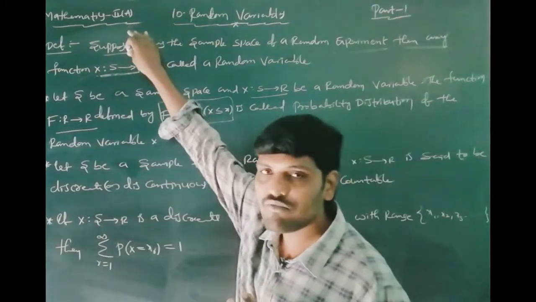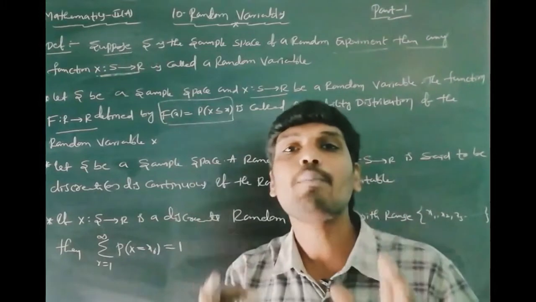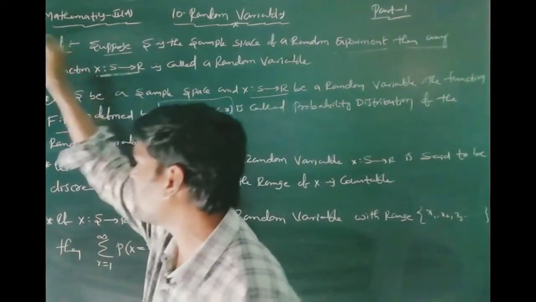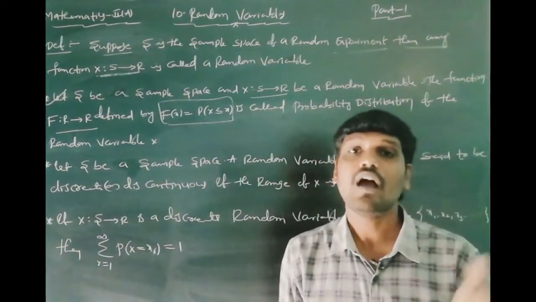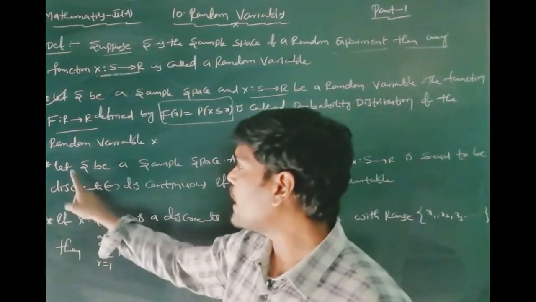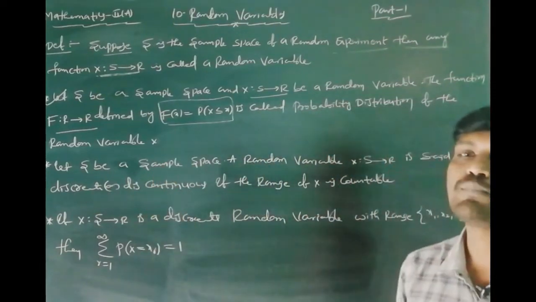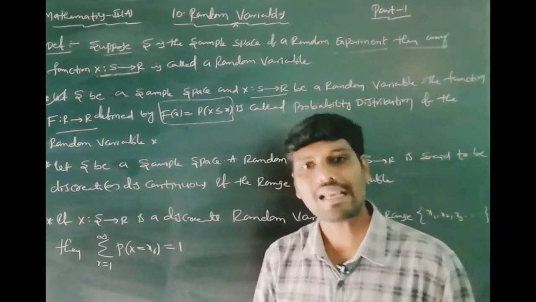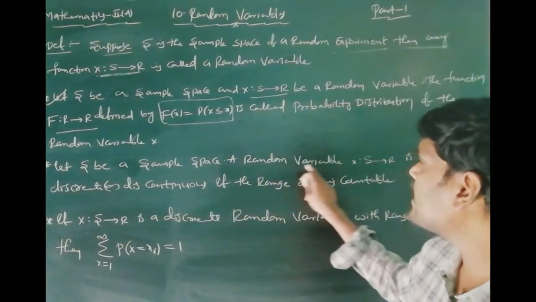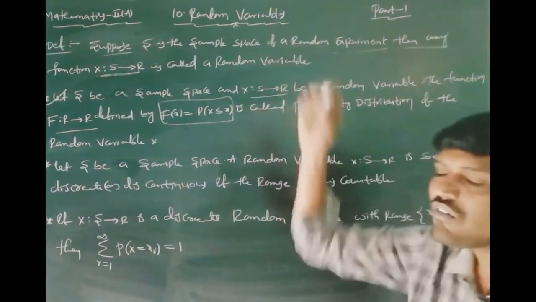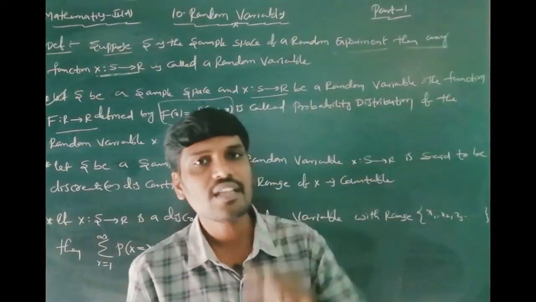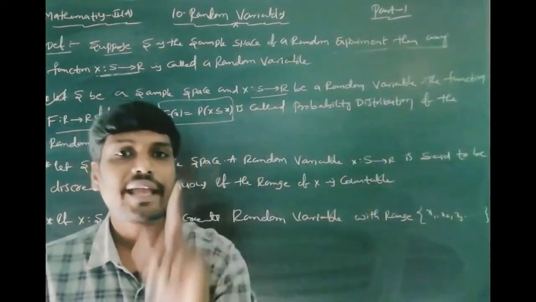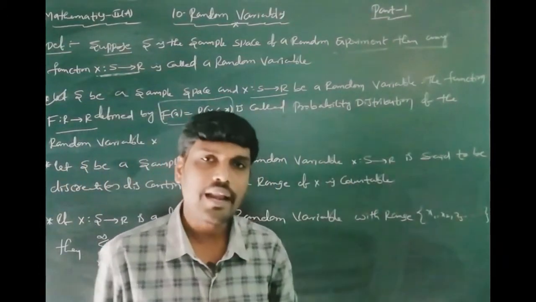This is the probability distribution definition of a random variable. This is also a very important definition. Understood or not? After that, next one: let S be a sample space in a random experiment. What is the definition of a random variable, students? X from S to R is a random variable.